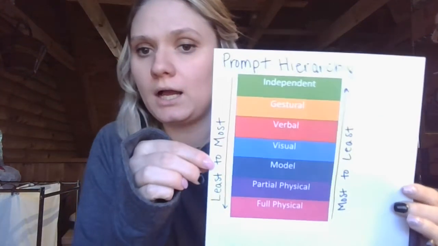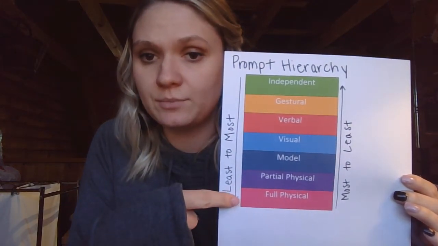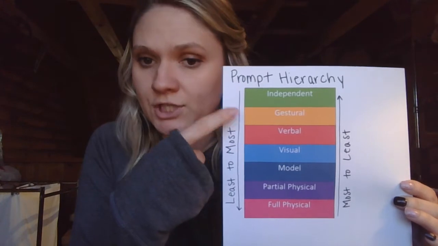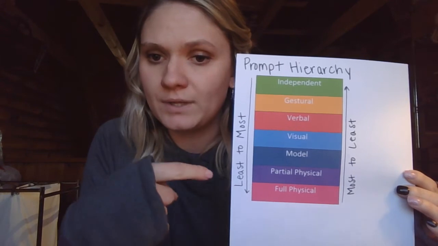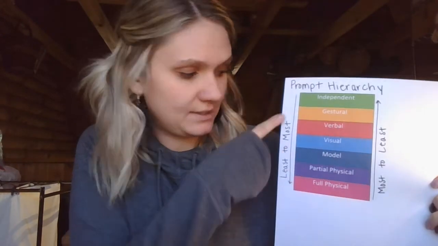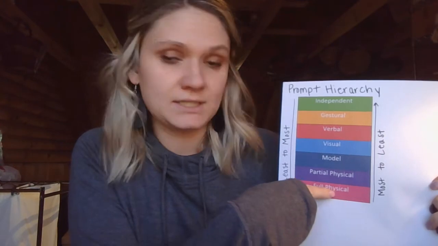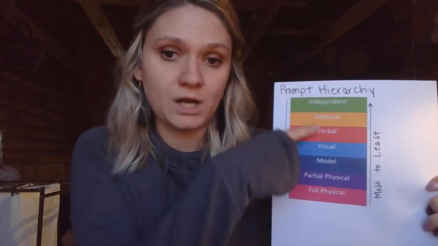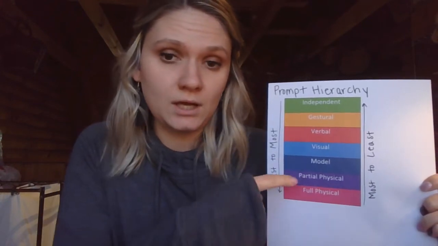This is for 683. So first, I just wanted to start by showing you what the prompt hierarchy is. We are going to be talking about the 7 different levels of prompting. First, starting with independence, then gestural, then verbal, visual, model, partial physical, and then full physical. As you can see, if you look at the arrows, independent to full physical is going to be the least to most prompting, and going from full physical to independent is going to be the most to least prompting. We will talk about how to gauge the skills to use.